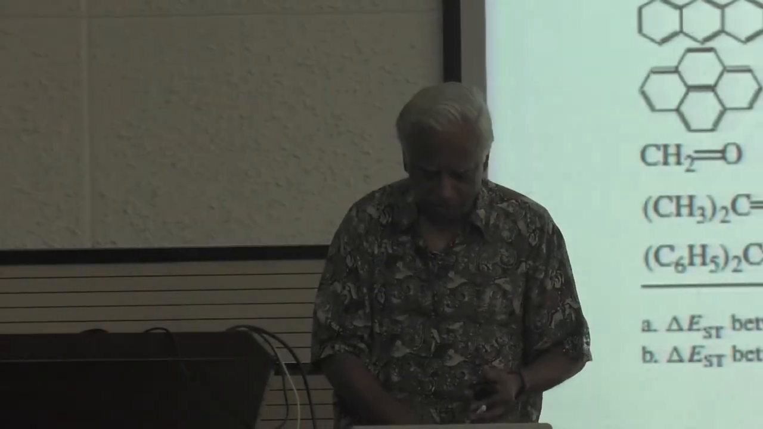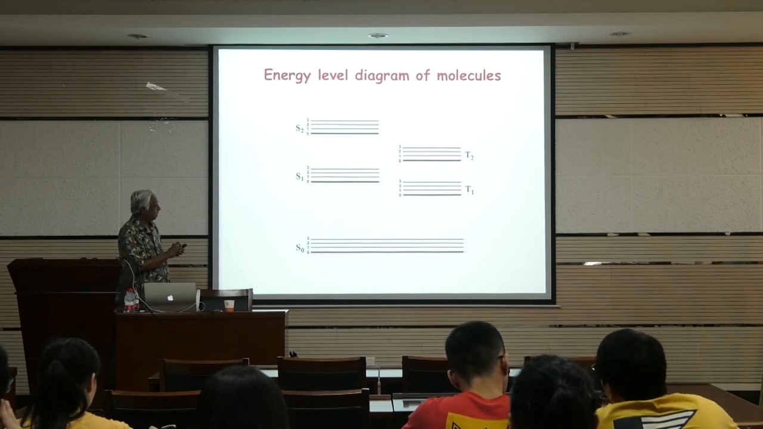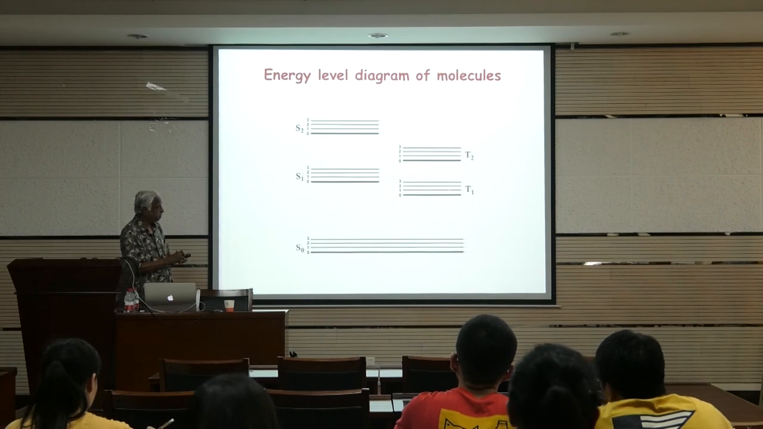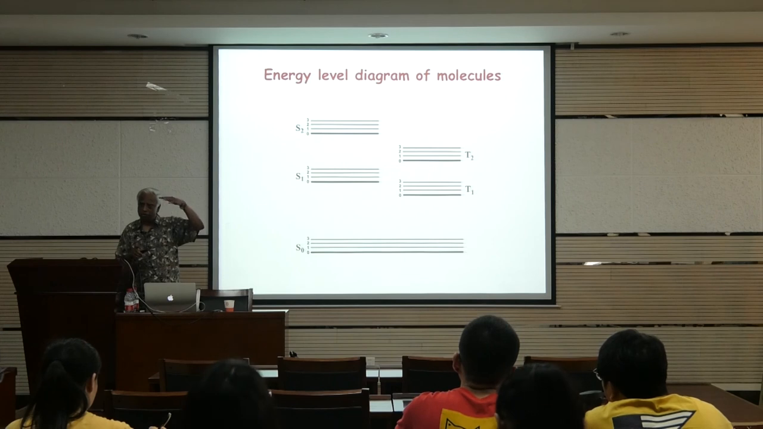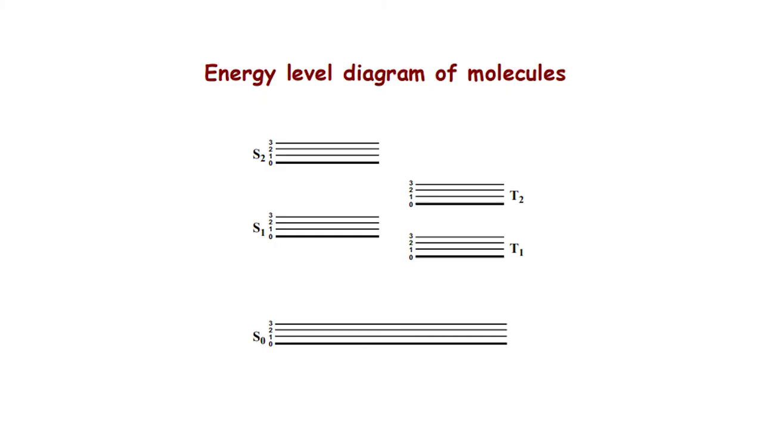All right, so let me see. Okay, we will finish up pretty soon. So you will have the ground state, first excited state, second excited state, and then the corresponding triplet states, T1 and T2. So S0, S1, S2, like that. When we write each one of these states, we will put a line like this. Depending upon the book that you read, they will just put it like this. So you will have S0, S1, S2, and then you will have T1 and T2. Okay?